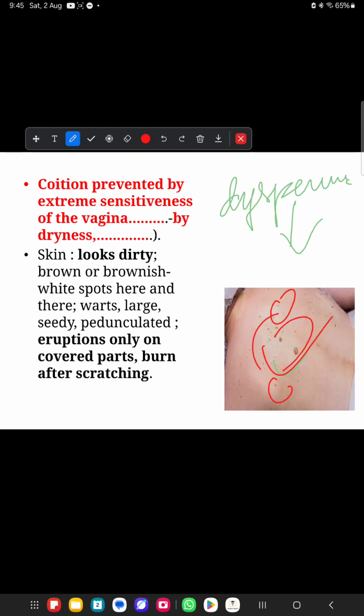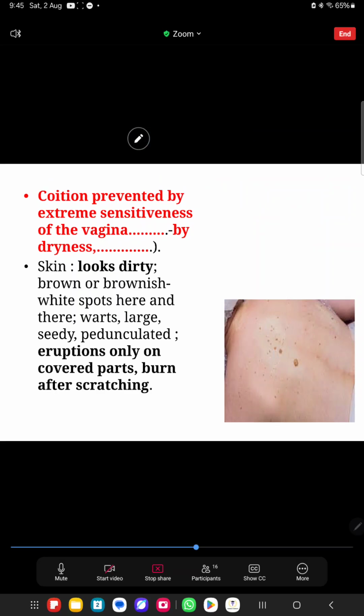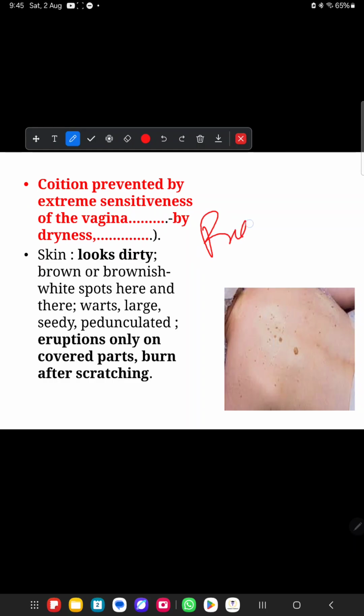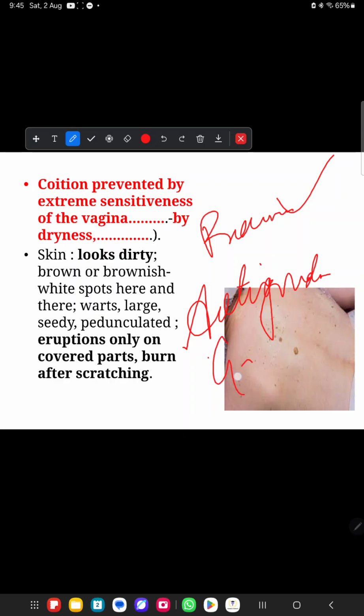But if you're talking about garlic-like sweat, can anyone tell me which medicine? Garlic-like sweat, which other medicine? Bovista. Bovista has onion-like. Okay, garlic-like sweat, Artemisia vulgaris is there. Artemisia, and check the Bovista one once. Artemisia vulgaris, just try to check it.